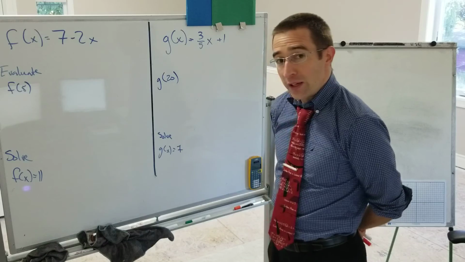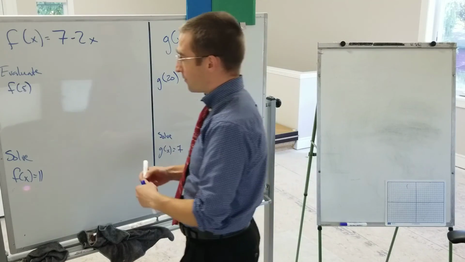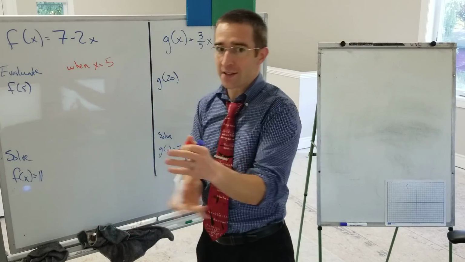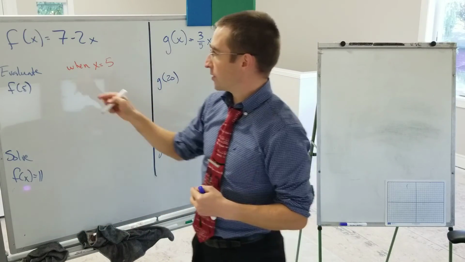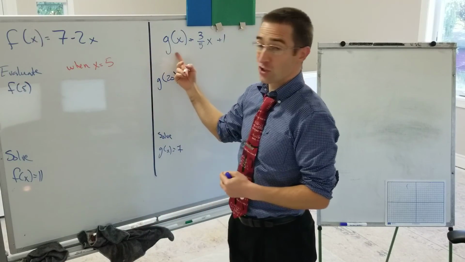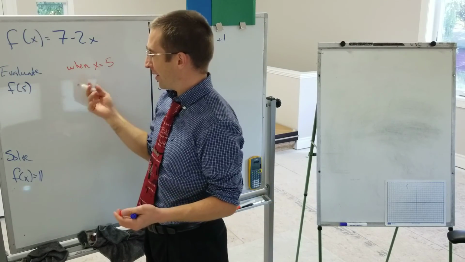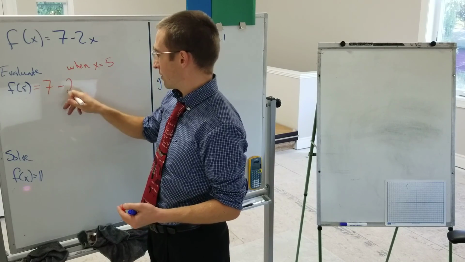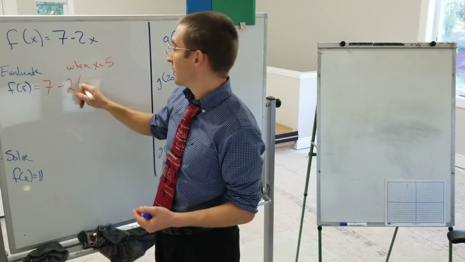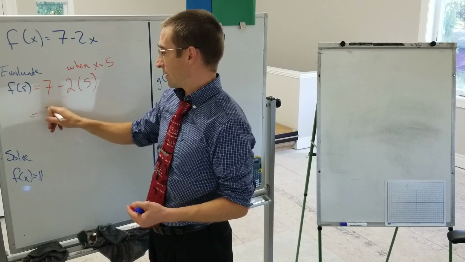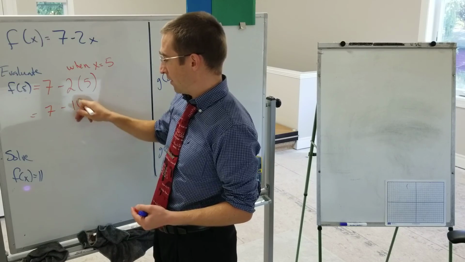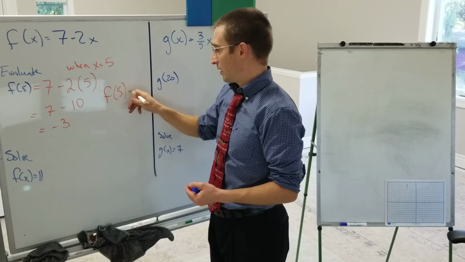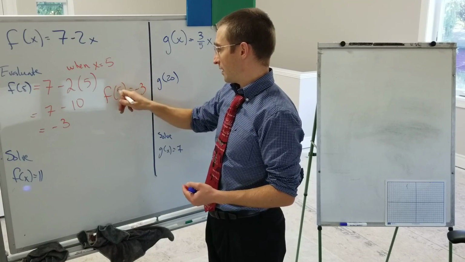Okay, evaluate f of 5. What this means is find, when x equals 5, what's the answer? What's the y number? So we say, well, this is the f function, this is the g function. We want the f function. So, okay, well, x is 5. It's going to be 7 minus 2 times 5. So that's 7 minus 10, so it's negative 3. So we write f of 5 equals negative 3. And that's it. Boom, got it.